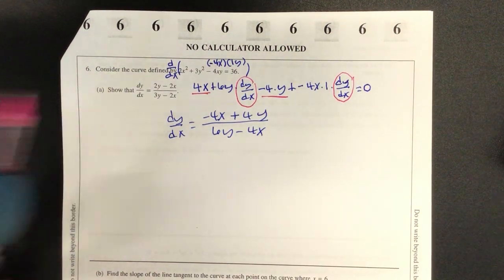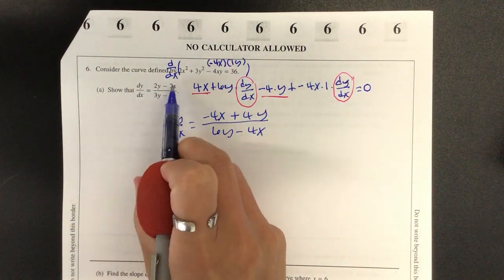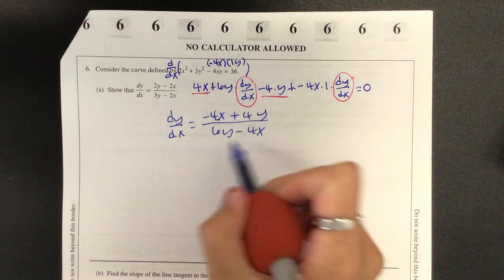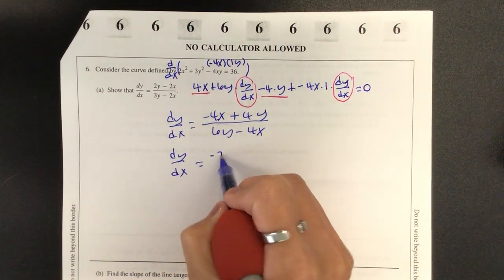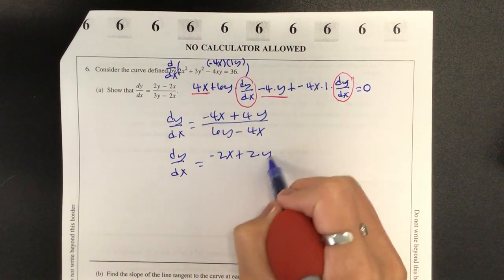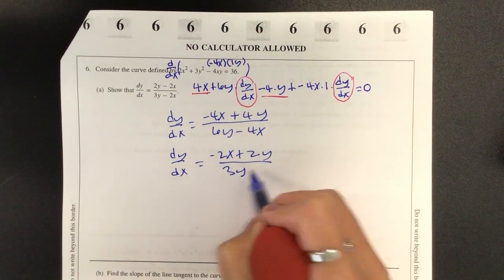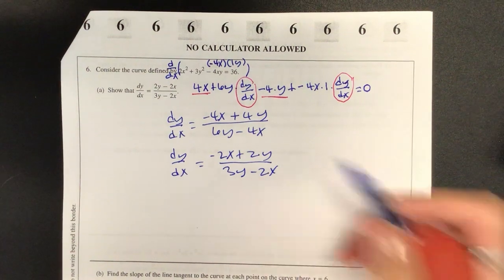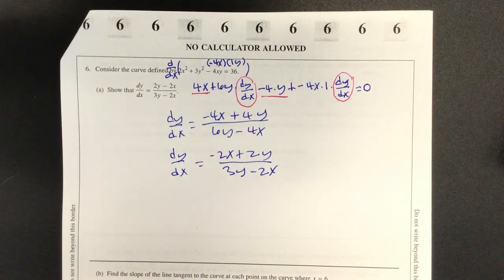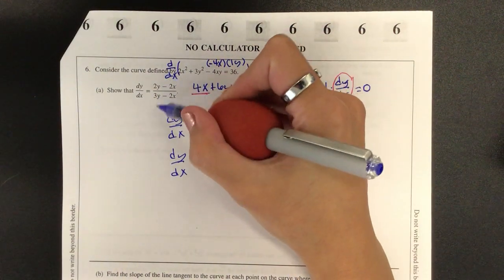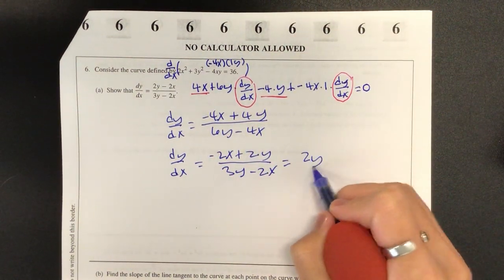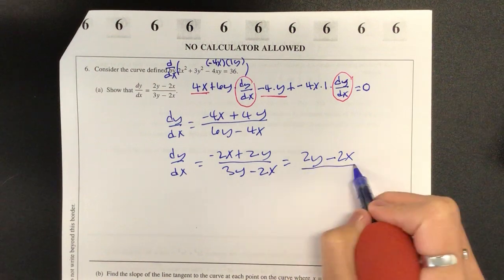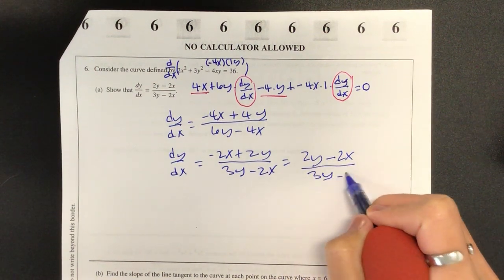Now we're almost there. They're wanting us to further simplify. They can all be divided by what number? 2. So I get negative 2x plus 2y all over 3y minus 2x. But then, is it identical? It looks like they wanted the y's together and x's together. Let's go ahead and do that. We have 2y minus 2x all over 3y minus 2x.